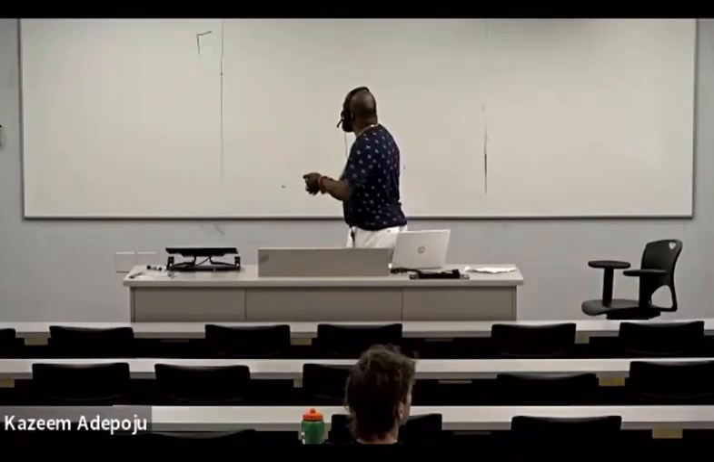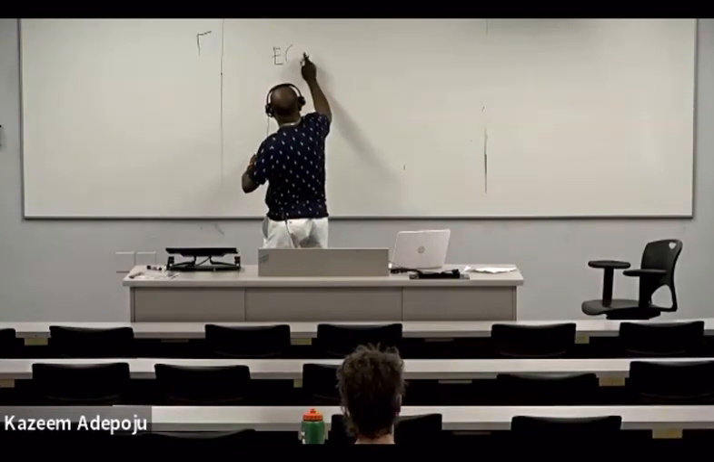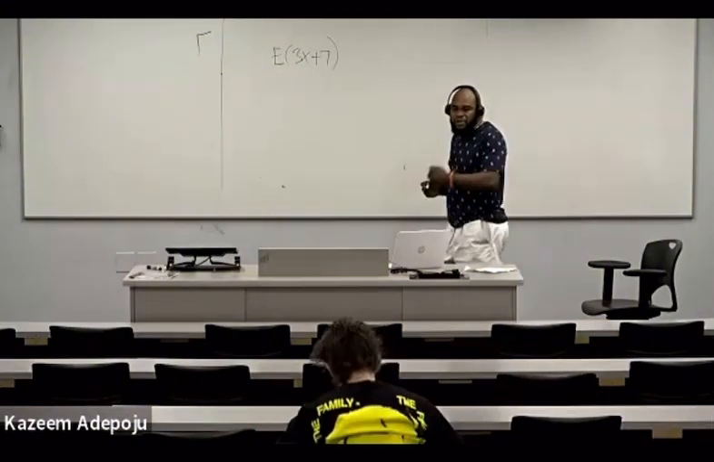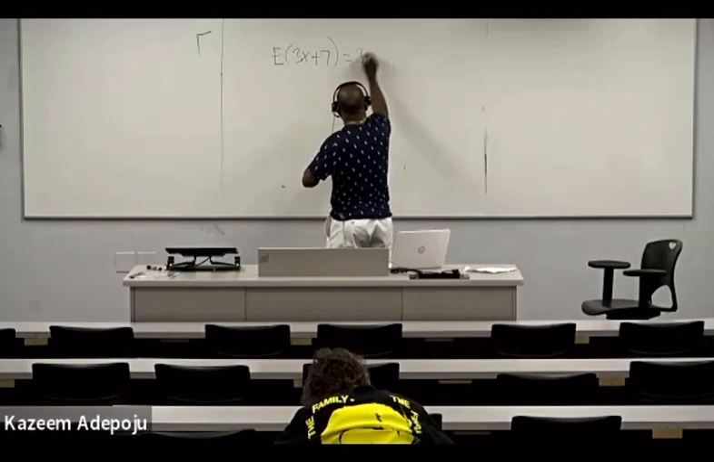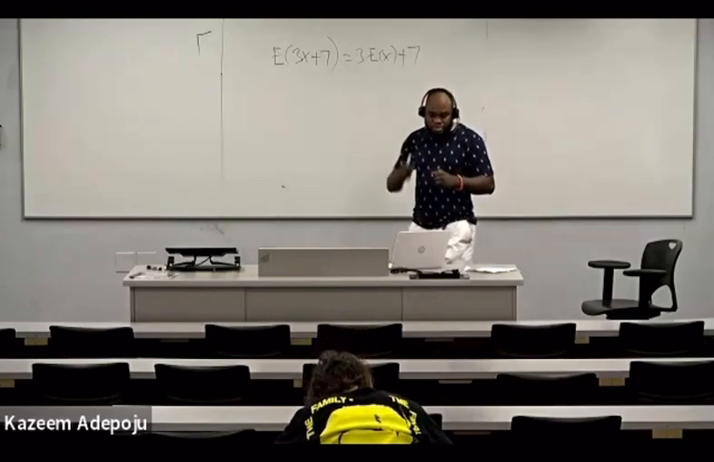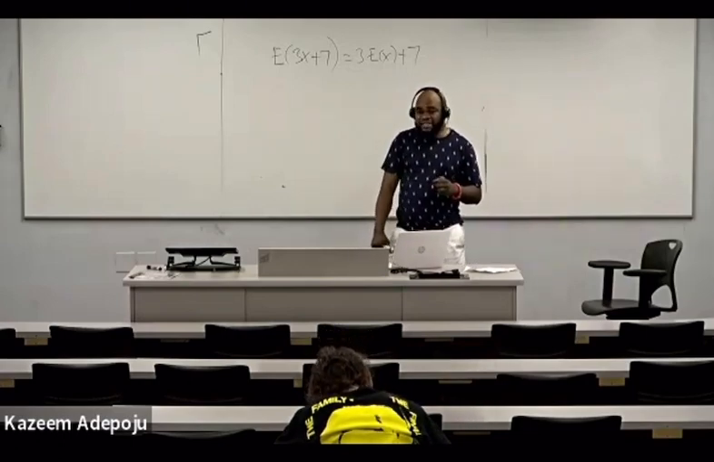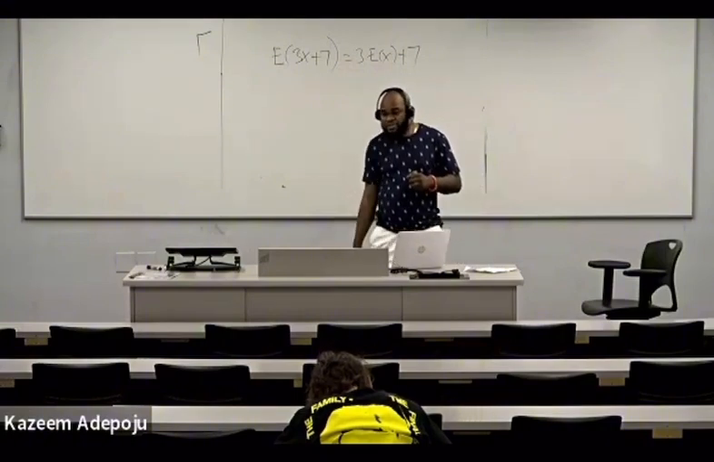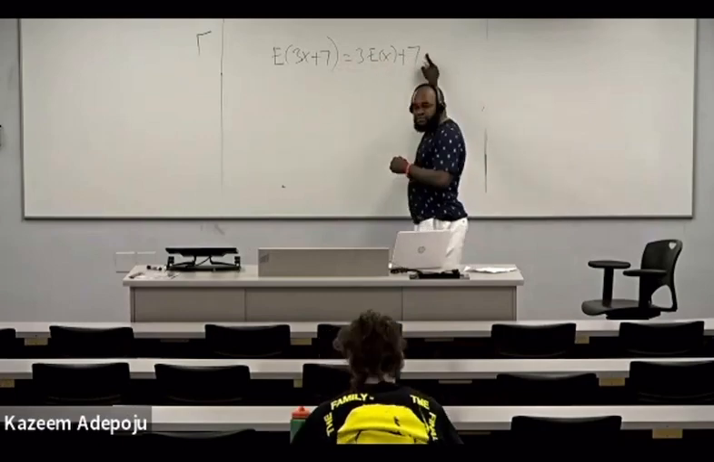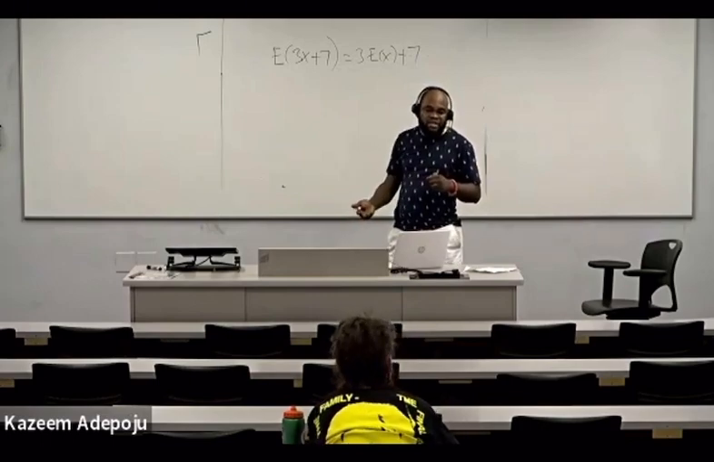Now, you have expected value. You want to figure out the expected value of 3x plus 7. What you're going to do first is 3 times the expected value of x, plus 7. I told you expectation has an affinity to grab variables. Even if I put expectation on 7, it's still going to be 7. The expectation of a constant is a constant. You have to know that.